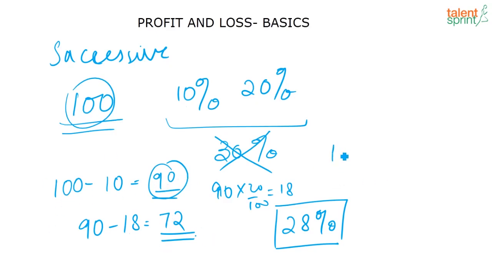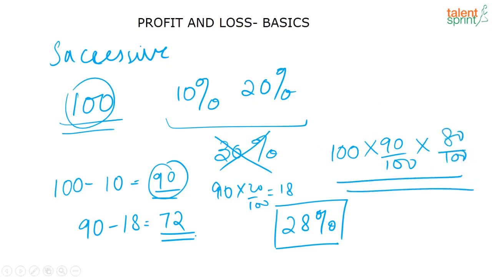One way of doing it is, see, the actual price of the article is 100 rupees. First I am giving a discount of 10%, means 100 into 90 by 100, correct? That is going to be my new price of the article. In this new price, again I am giving a discount of 20%. So what will be the final price of the article? 80% of this value, correct? So into 80 by 100. So this is one way of solving it.